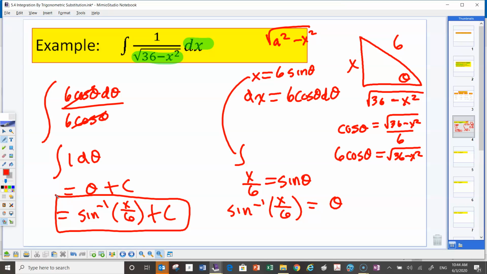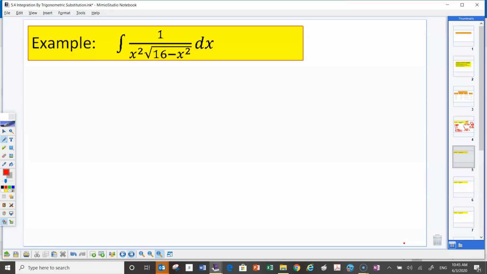Now, this particular question, we could have done the same way we did it back in Chapter 4, but in the questions that follow, the method we used in Chapter 4 will not work. So if we take a look at our next example, we have 1 over the square root of 16 minus x squared times x squared. Again, this is of the form the square root of a squared minus x squared. So x, therefore, is going to be 4 sine theta.